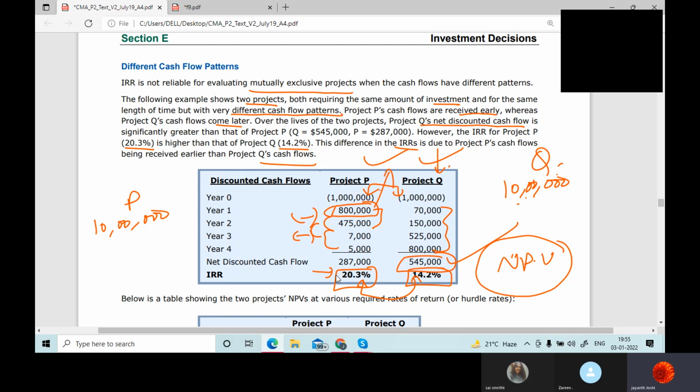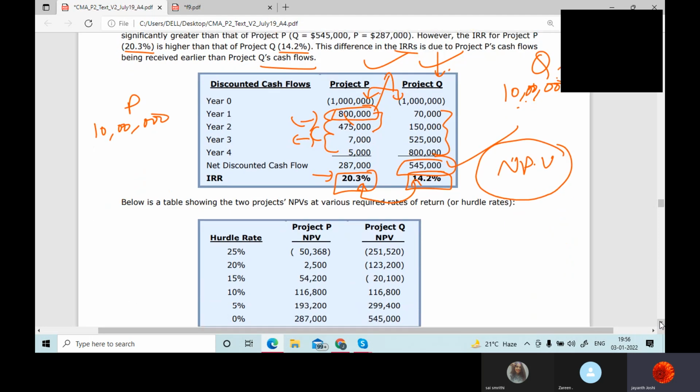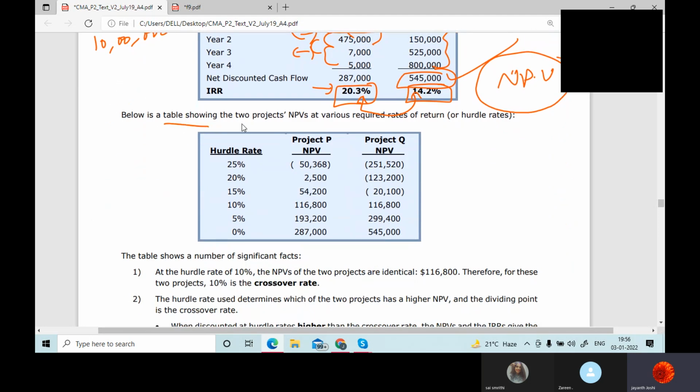When I received 8 lakhs, I have reinvested it at what rate? 20.3, because you know the reinvestment assumption is there in IRR, isn't it so? So when I reinvested at 20.3, I would have got higher returns in this, correct? That is what they're assuming. See, this difference in IRR is due to project P's cash flows being received earlier than project Q's cash flows. So here I have received earlier, here I have received very late, and when I received earlier, I would have reinvested at this rate. That is the assumption.